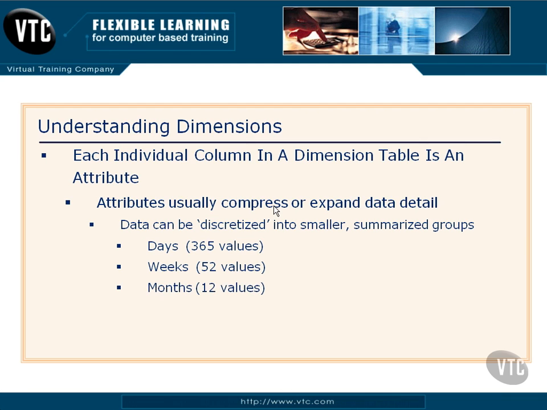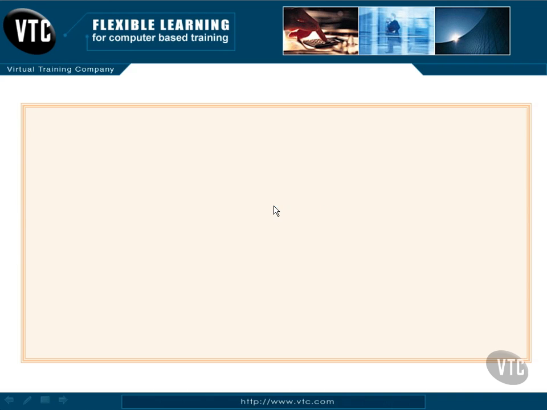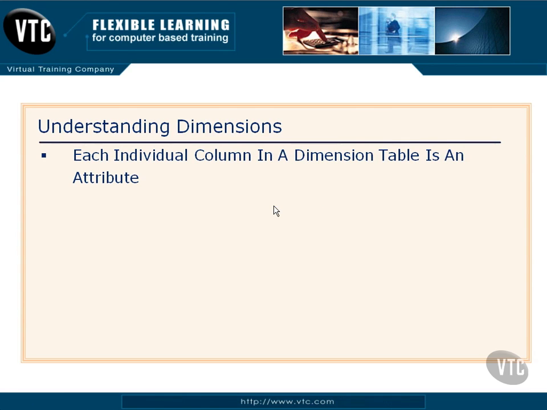Or I could drop it down into 12 months and just see 12 values. Or I could go by quarters and only see 4 values or 4 bars in my chart. Notice how I'm looking at the same data, but by discretizing this or putting it into smaller subdivisions, it still maintains the meaning. It just gives me a higher level view of what's going on with my data.